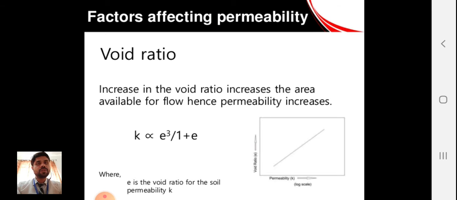Now, void ratio also. An increase in void ratio increases the area available for flow, hence permeability increases. K is directly proportional to e cubed upon 1 plus e, where e is the void ratio of the soil.